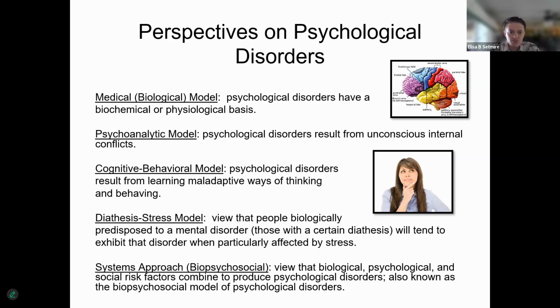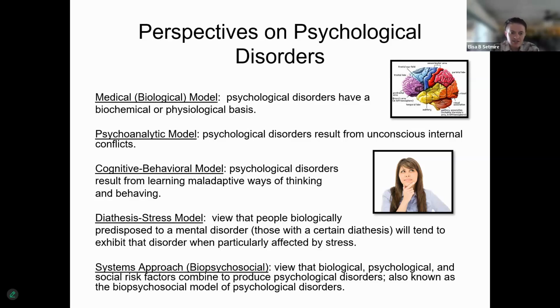The diathesis stress model is another one. This one says that we are biologically predisposed to develop a certain disorder, right? And then we only will exhibit that disorder if we have a stressor that brings it to the surface. Now, that stressor could be a traumatic event. It could be the use of a substance. We'll talk about this a little bit when we get to schizophrenia, very common idea there.